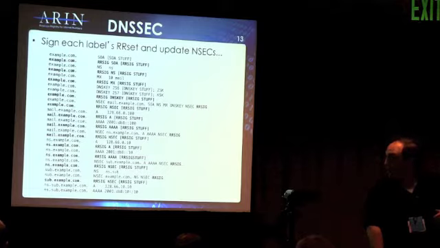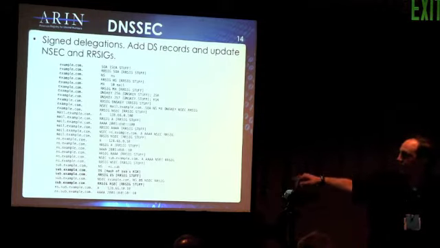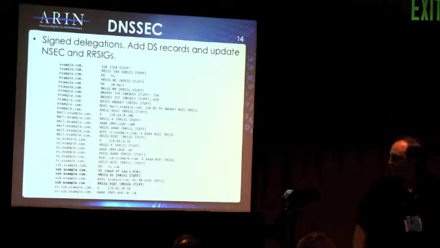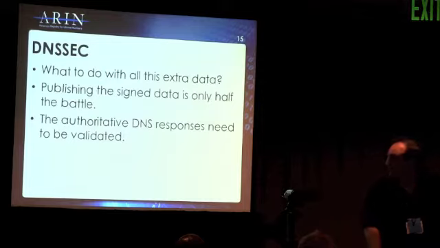Once again, every name's RR set has an RRSIG. And then the delegation, in this example, I have sub.example.com delegated to another name server. And so we put the DS record in there to point to the key signing key of the sub.example.com zone. And then the RRSIG gets added, the NSEC record gets updated. Okay.